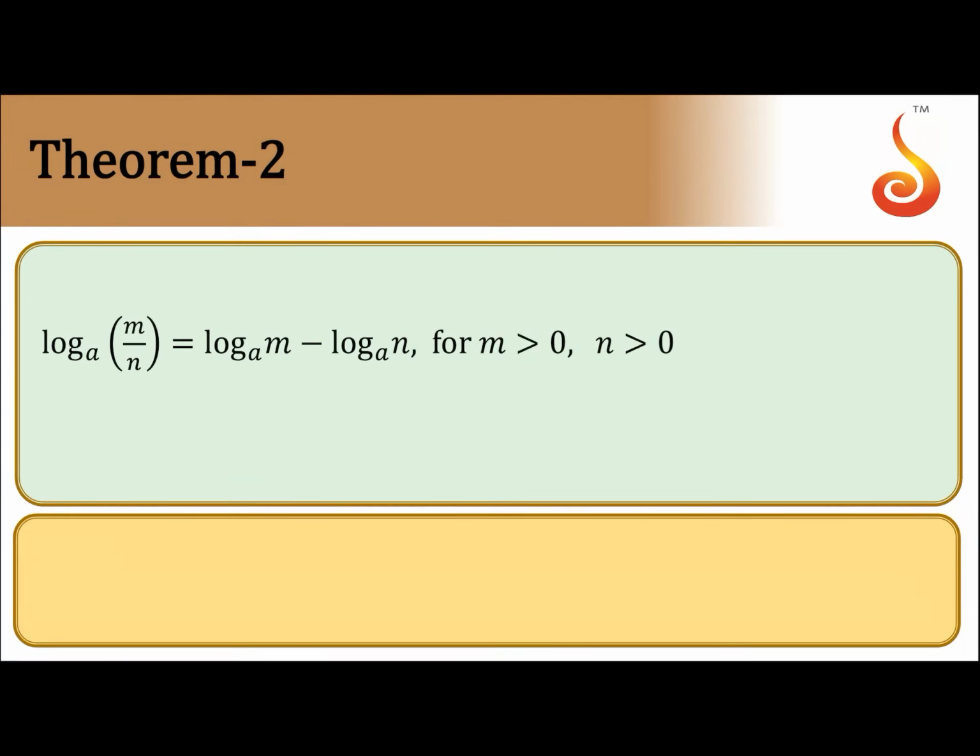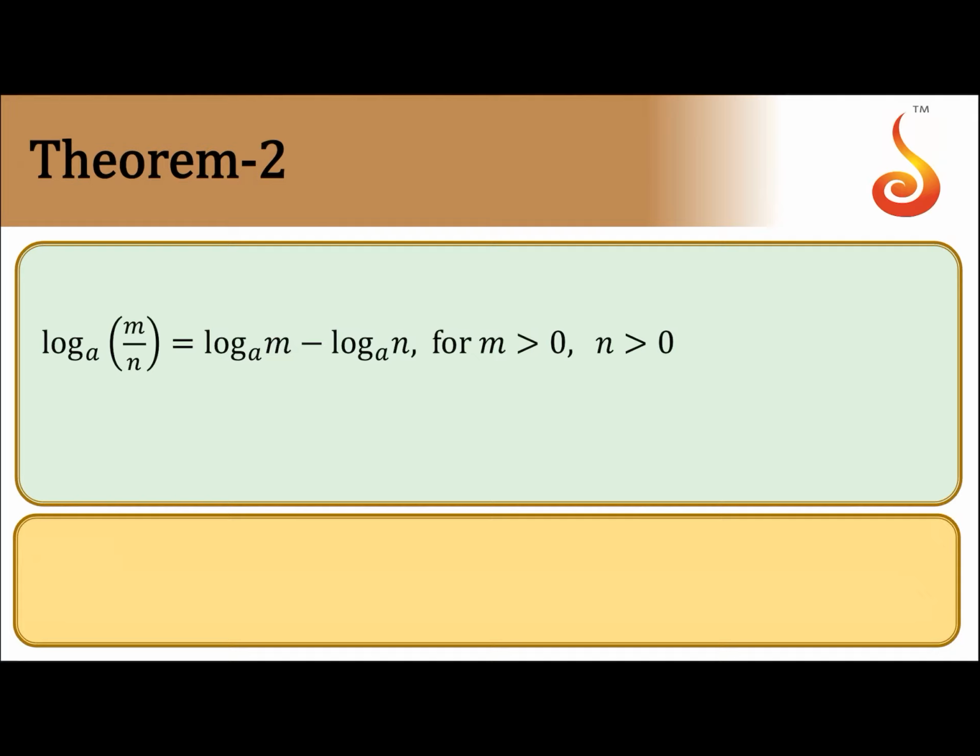Theorem 2. Log m by n to the base a is equal to log m to the base a minus log n to the base a, for m positive and n positive values, where a is also positive and a not equal to 1.